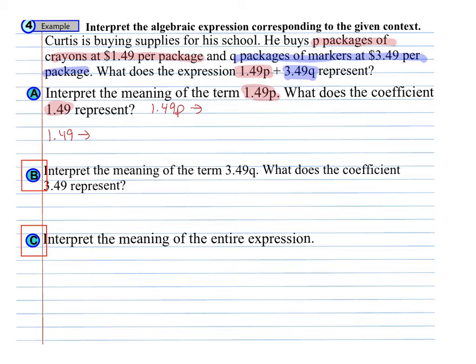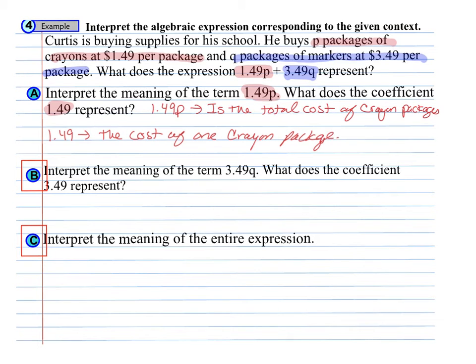So 1.49p is the total cost of crayon packages. The 1.49 is the cost of one crayon package. And there's a difference because this p represents many packages. It could be 2, it could be 3, it could be 5. So 5 times this is the total cost of crayon packages. Since we don't have a variable, this means only one pack. So it's the cost of one crayon package.